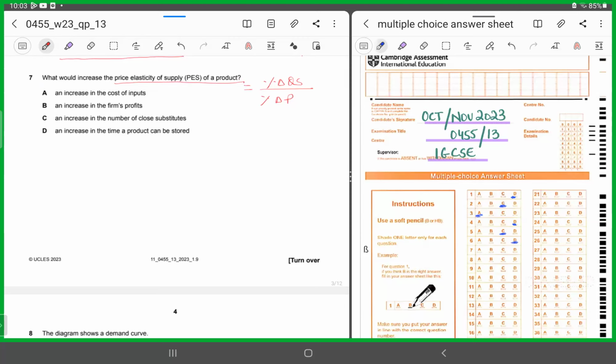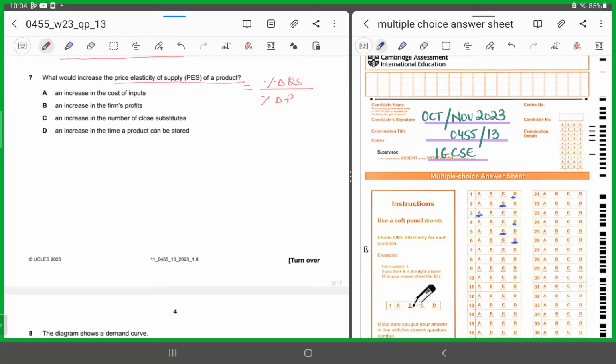So what would cause an increase in the price elasticity of supply? What are they asking? They are asking you for the reason that would increase the flexibility of supply. And hence, when the flexibility of supply will rise, what will happen? The price elasticity of supply will increase, right?